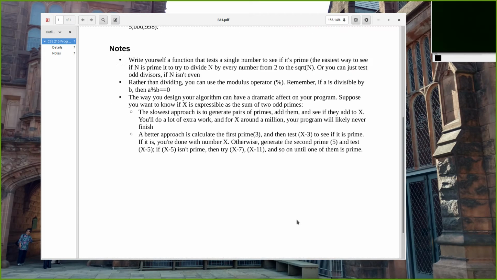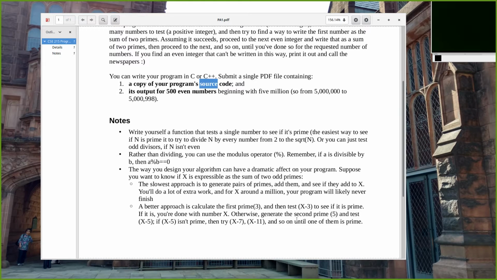All right. So some notes and suggestions to get you going on this if you haven't already done it. So write a function that tests a single number to see if it's prime, right? And you can do this just by exhaustive division. How do you know if n is prime? See if you can divide it by 2, 3, 4, 5, 6, and so on. Up to and including the square root of the number. You got to include the square root. But you don't have to go all the way up to n minus 1. And in fact, if you try to do that, your program will not finish when you try to run it on numbers around 5 million.